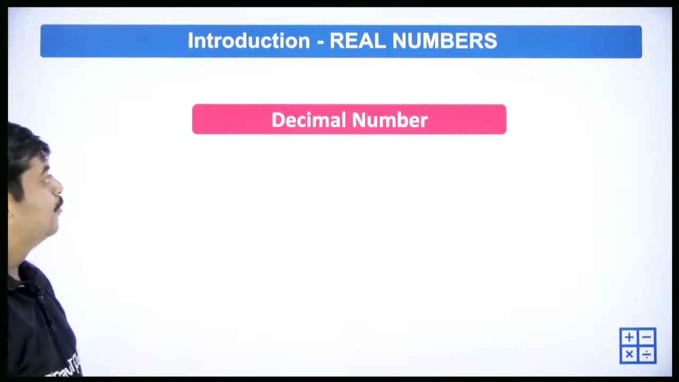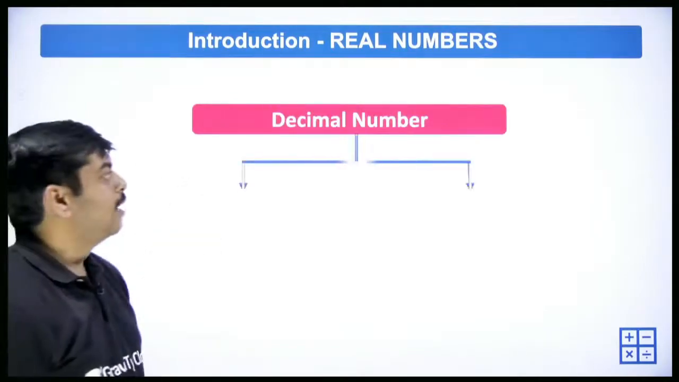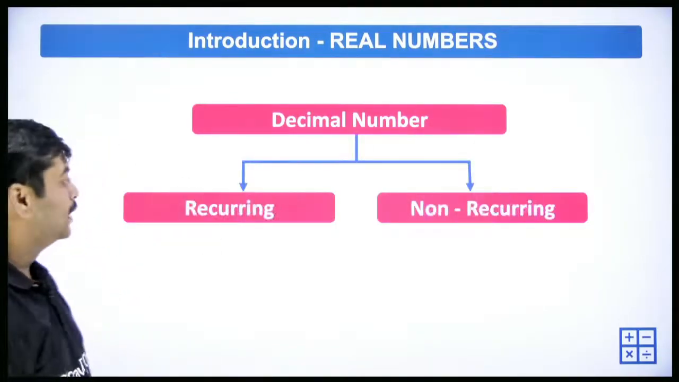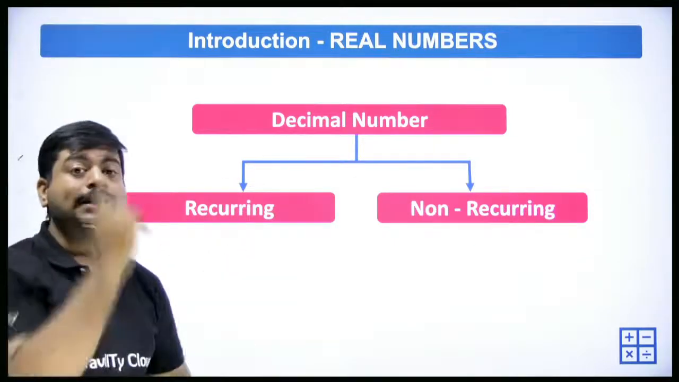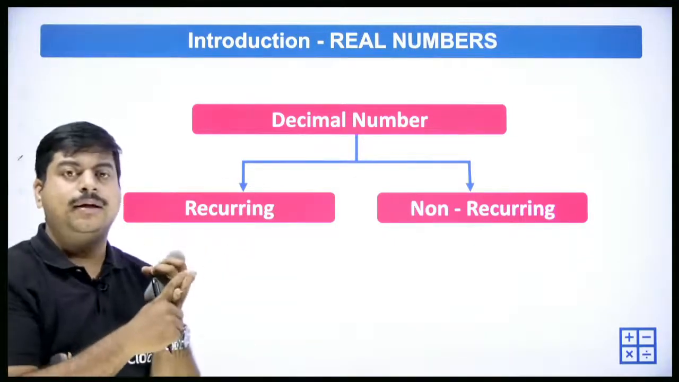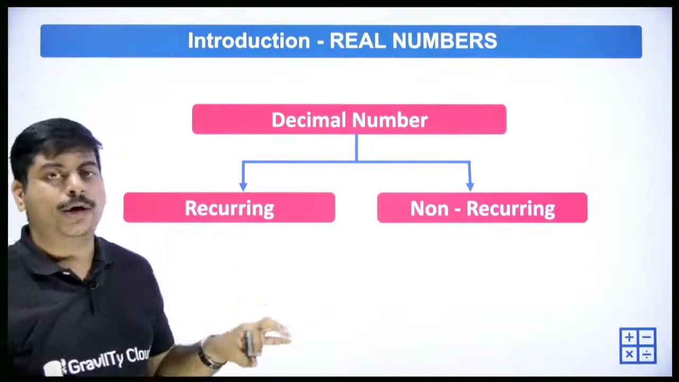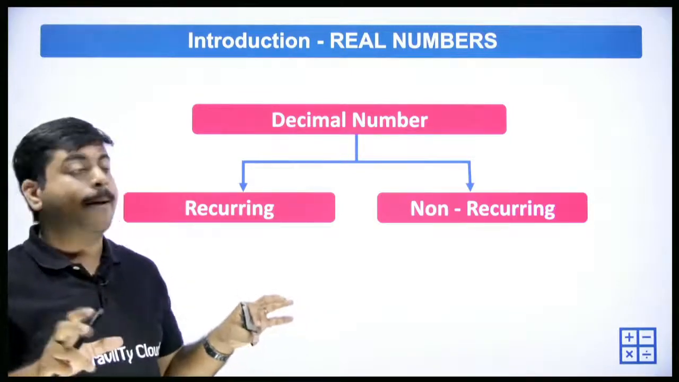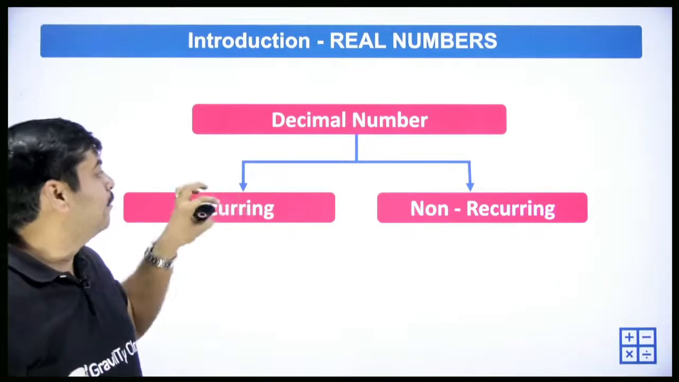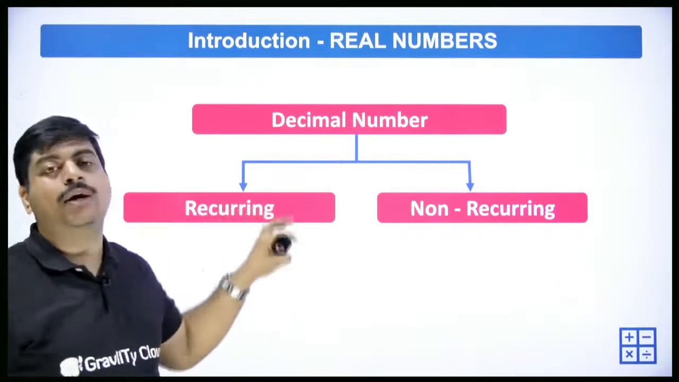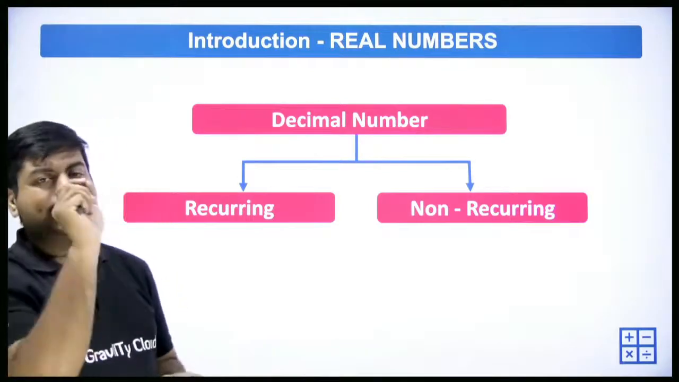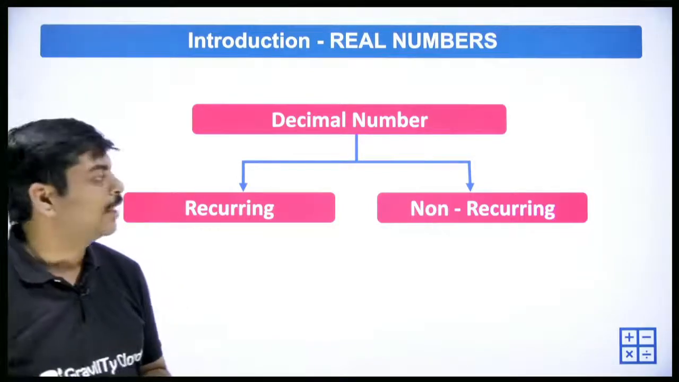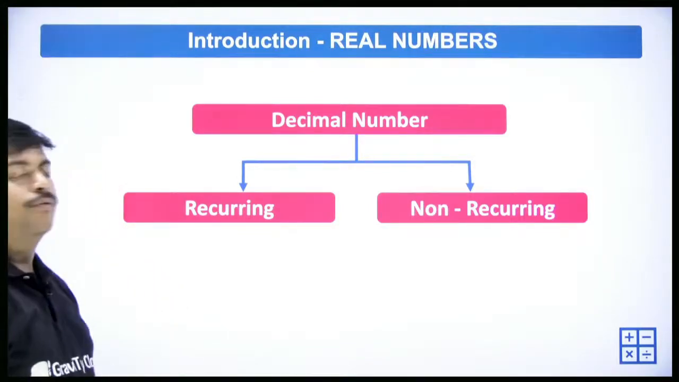Now let's discuss decimal numbers again, where we have a few more things: recurring and non-recurring. We discussed terminating and non-terminating, correct? Terminating means there is a stop. Non-terminating, there is no stop. But there is some more information ahead of this, which is called recurring and non-recurring. Let's have a small discussion on that, and then we'll stop the lecture. Recurring and non-recurring, what do you mean by that?